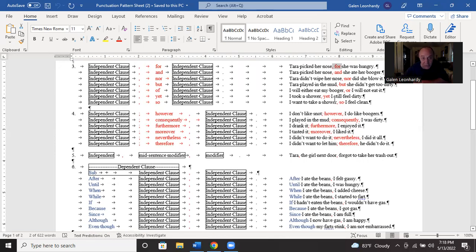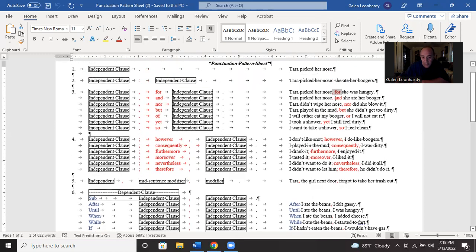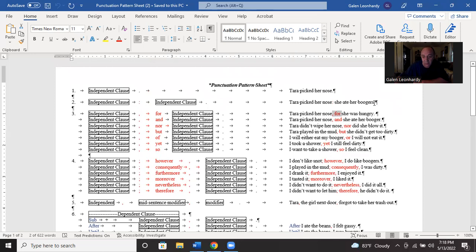I went to the store for I was hungry. We ought to probably be a little worried about what Tara was hungry for when she was picking her nose, but grossness aside, I'm just going to go ahead and say, you can see how you can hook these independent clauses together if you're using the correct hinge with the correct meaning.